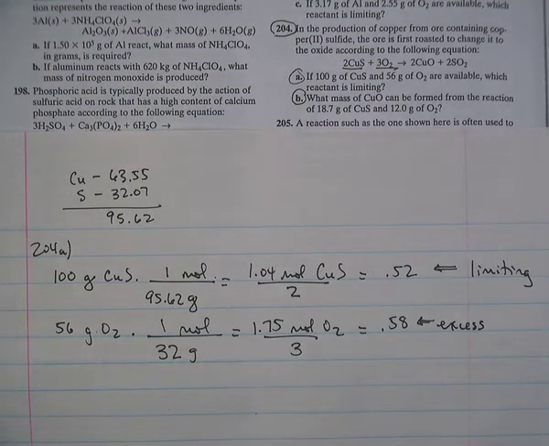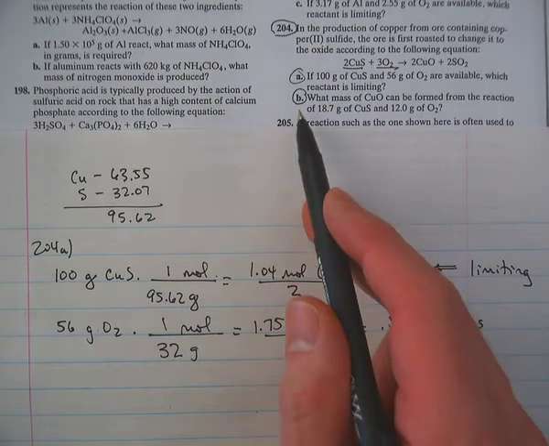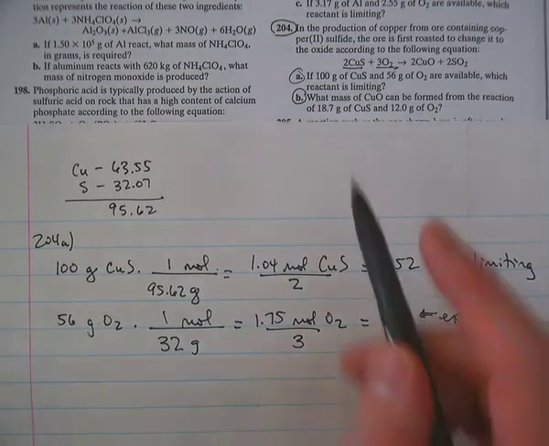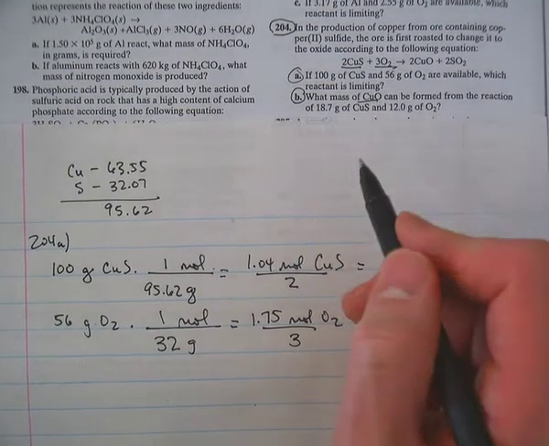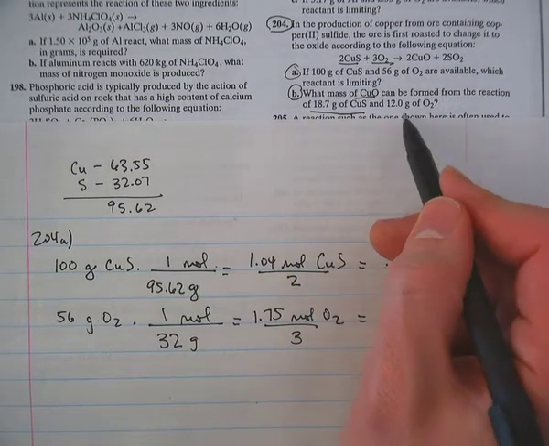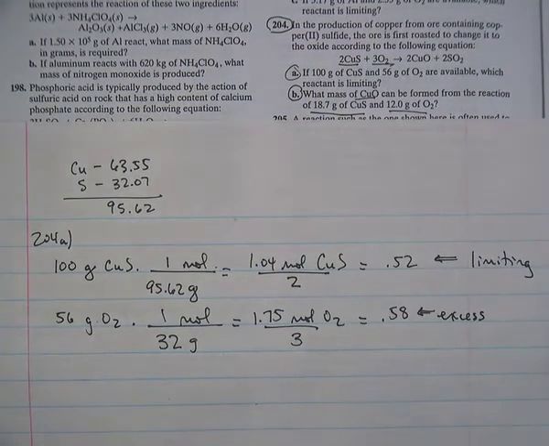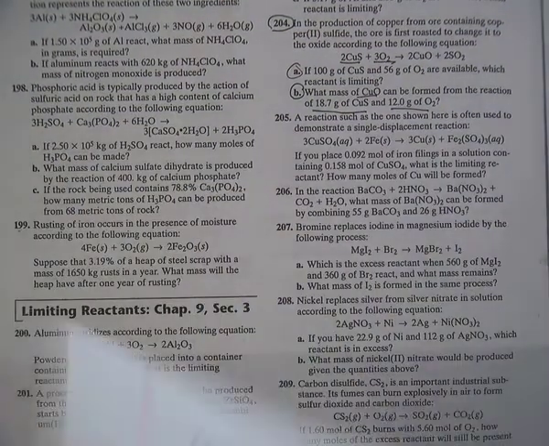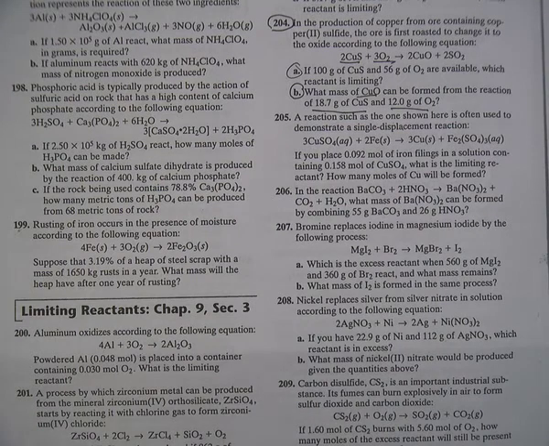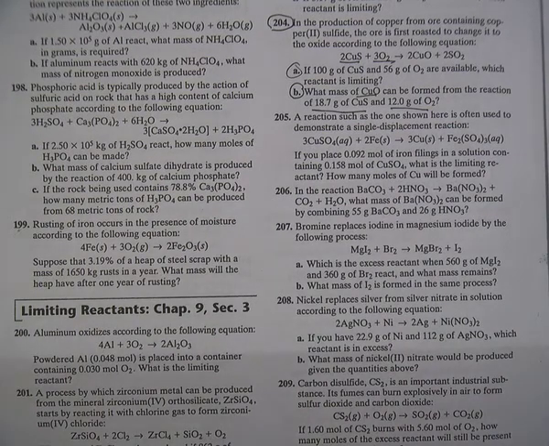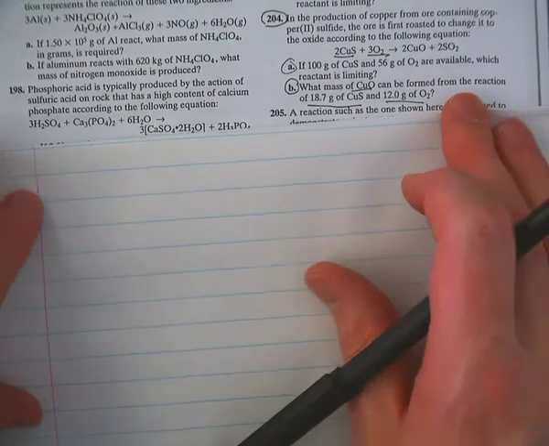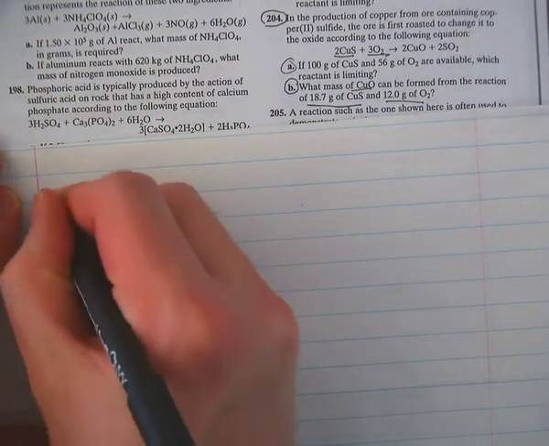Now how to actually do a problem with it. And 204B is a really good example of this. What mass of CuO can be formed with this amount of CuS and this amount of O2? Well, whenever you're given amounts of both your reactants, that's a sign that you need to discover which of your reactants is limiting before you can actually do anything. So that's what I'm going to go through right now.